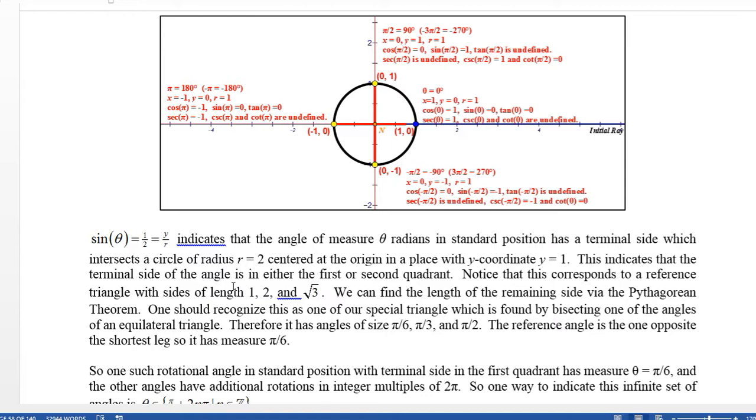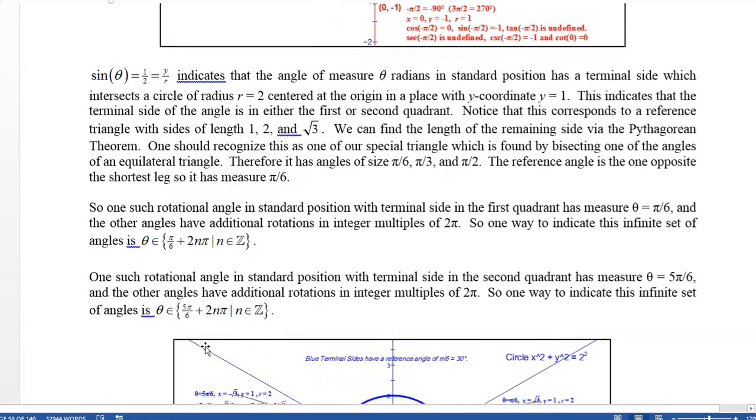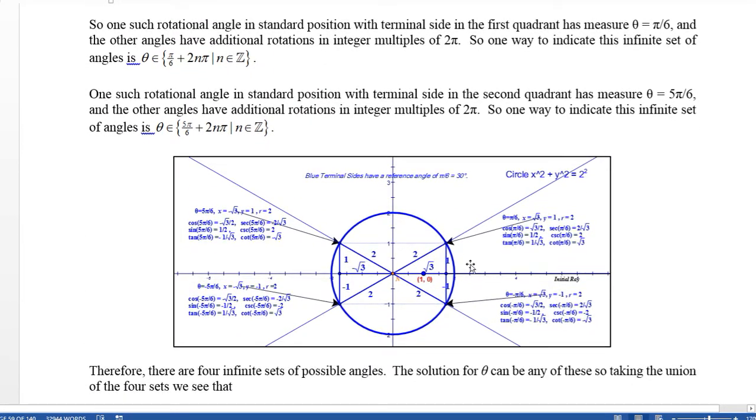So we're going to think of this in putting this in a circle of radius 2. Here's the picture down here, circle radius 2, and we want a y of 1. So it's halfway to the top. This is 2, so if you go halfway to the top, it's right here. So there are 2 places.